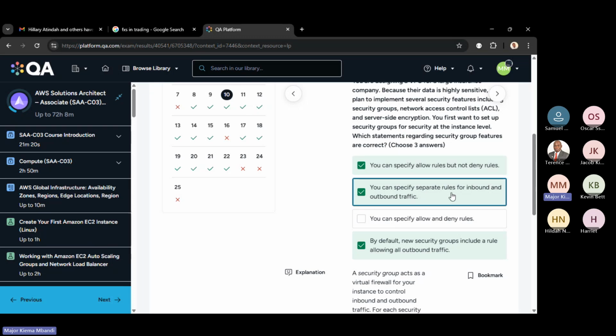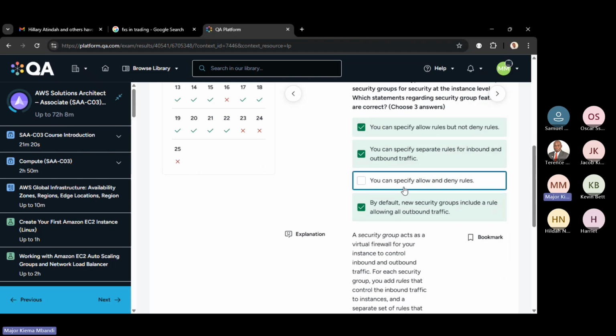You can specify separate rules for inbound and outbound traffic. Yeah, we know. And this happens both for security groups and NACL. You can specify inbound and outbound. You can specify allow and deny rules. This is in contrast to the security group, which does not support deny rules. If A is correct, then this is not correct, because in a security group you cannot deny rules.